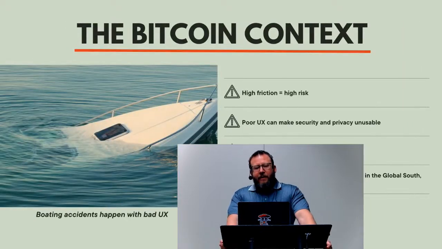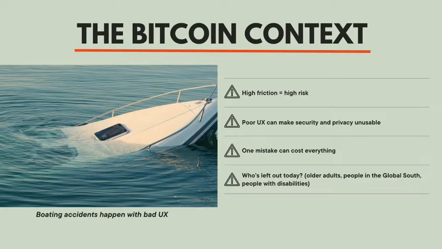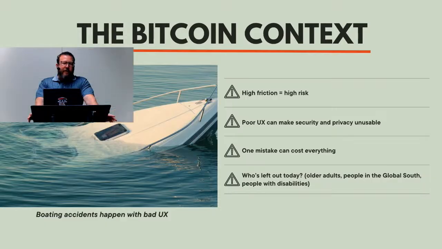So a little bit about the context with Bitcoin. We want to avoid boating accidents in Bitcoin caused by poor UX. If we have high friction, that generally equals high risk. If we have poor UX, it can make security and privacy completely unusable. One mistake can cost everything, and then who's left out today? We have older adults, people in the global south that might have unstable internet connections or might be utilizing older cell phones and older technologies, and then people with disabilities who are using assistive technologies.